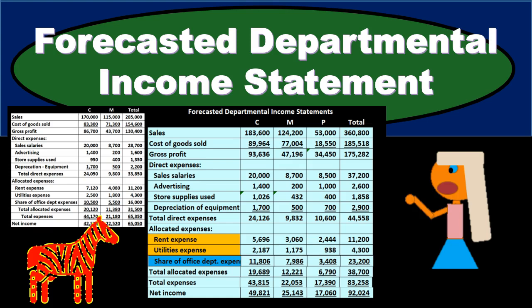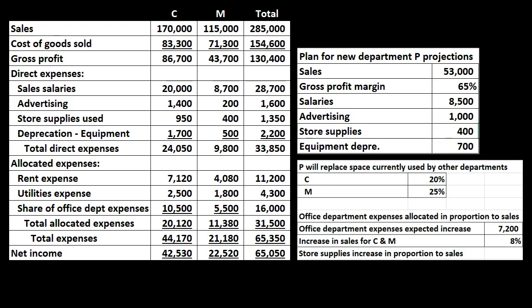In this presentation, we will take a look at an example of a forecasted departmental income statement. This is going to be our data. We have the income statement for the prior period, C and M being our two departments, and of course the total between them. We're going to be projecting or adding or thinking about adding a new department, Department P, and therefore going to have to add that to our forecast.